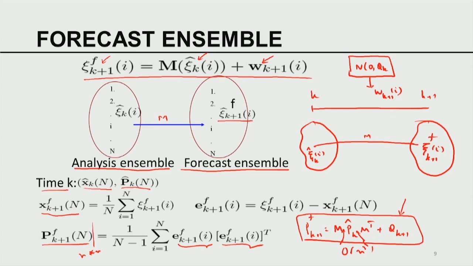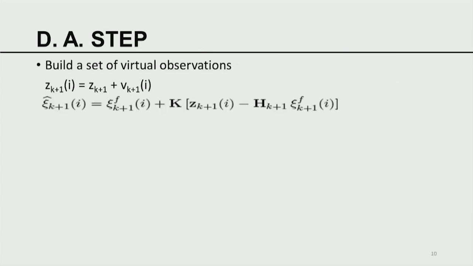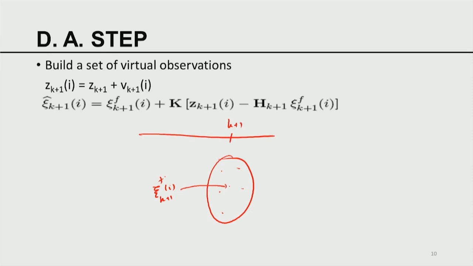I had the analysis at time k, I had a forecast at time k+1, I have moved things forward. Now what do I do? I have to do data assimilation. So there are N forecast members. Let's go back and understand this now. At time k+1, I have N forecast ensemble members. A typical forecast ensemble member is called xi_{k+1}^f(i). I have only one observation, z_k. Please remember, z_k is equal to h of x_k plus v_k. That is what is given to me.